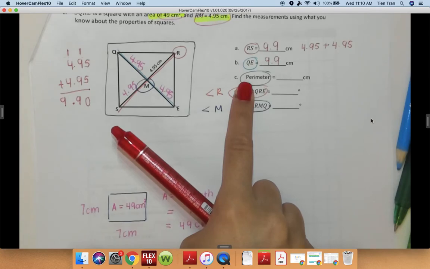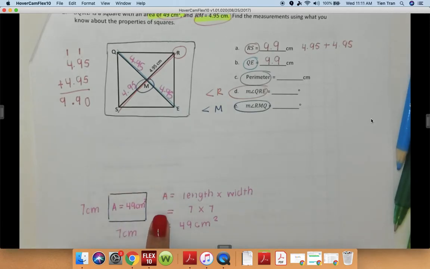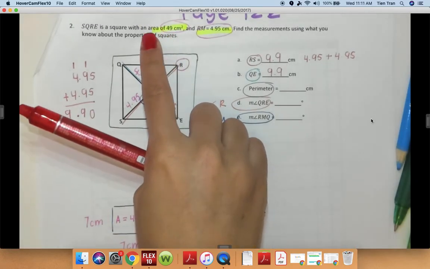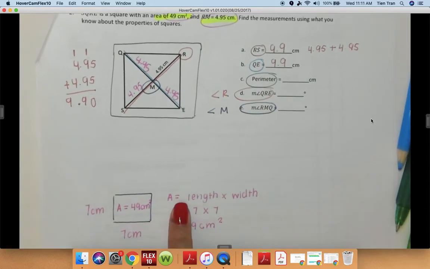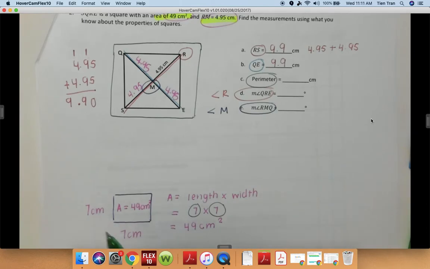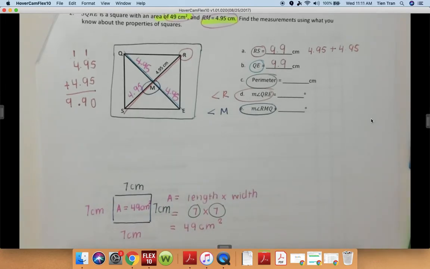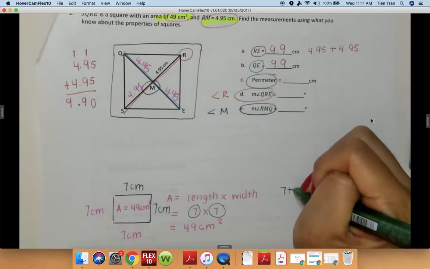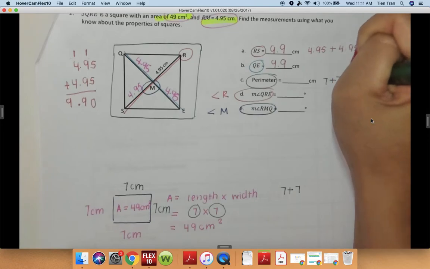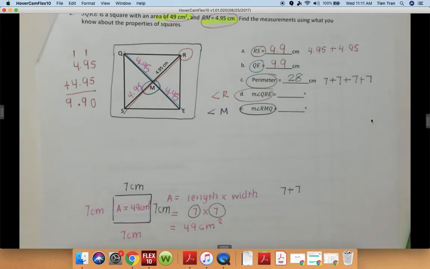Now for C, perimeter. To find the perimeter, I need to figure out how I can add all the sides of the square. It says right here an area of 49 centimeters squared. That means area is equal to length times width. And to get 49 centimeters, you need to multiply 7 times 7. So this is 7 centimeters, this one is 7 centimeters, this side is 7 centimeters, and this side is 7 centimeters. Okay? So when I add 7 plus 7 plus 7 plus 7, I'm going to write it right here, I'm going to get 28 centimeters, or 7 times 4 is equal to 28 centimeters.